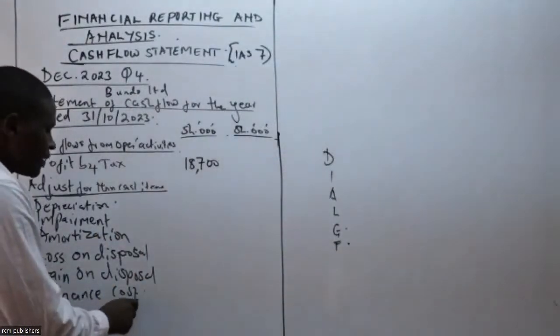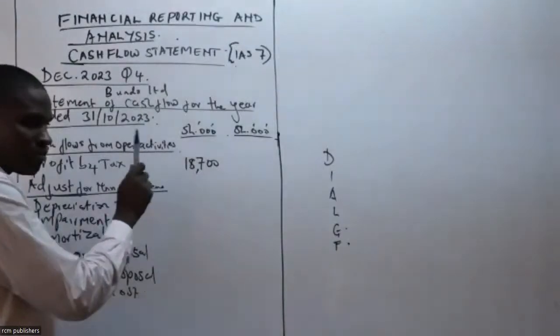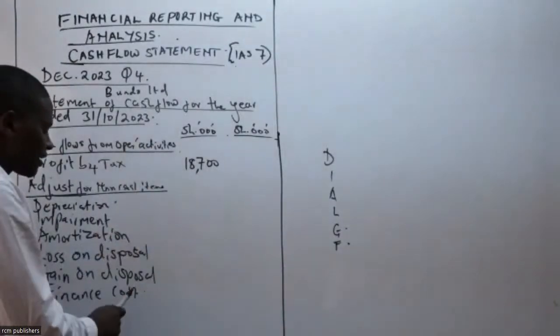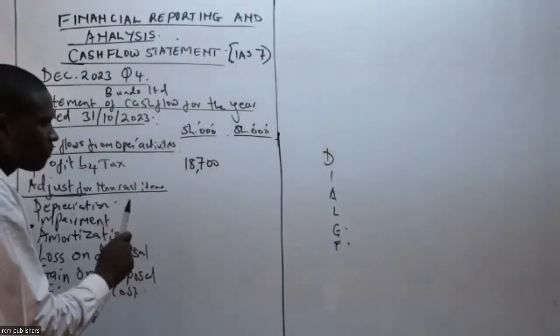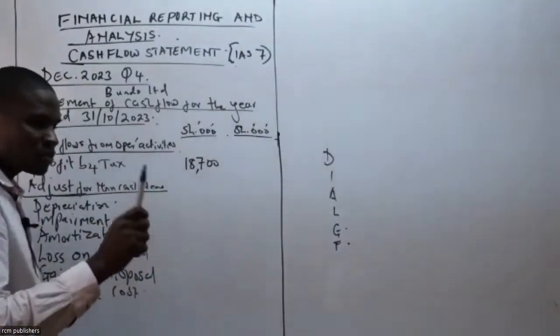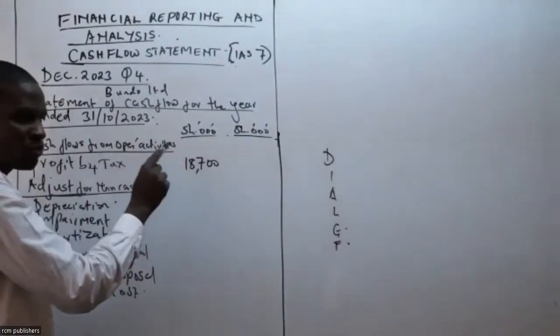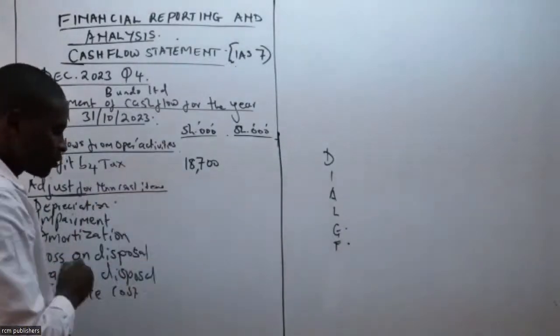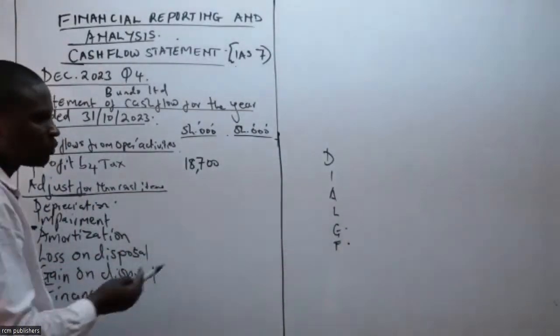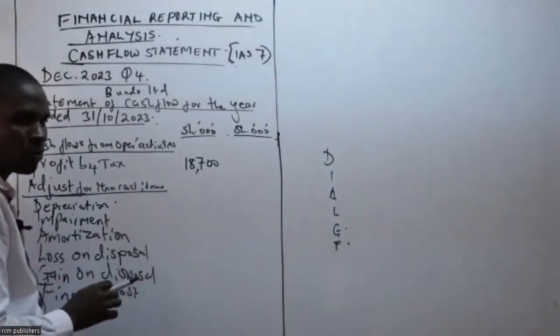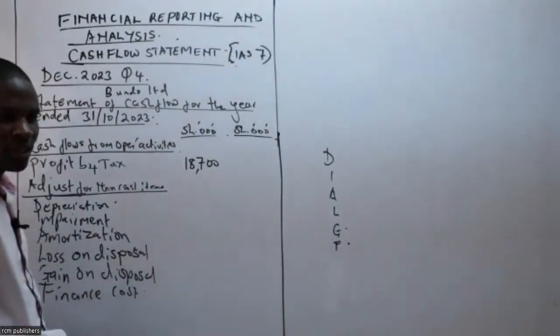Now, can you check here? I can see above my profit before tax, I have finance cost. And what happened to the finance cost? Finance cost was subtracted for us to arrive at this profit before tax. How much is our finance cost? We now want to adjust these profits for non-cash items.